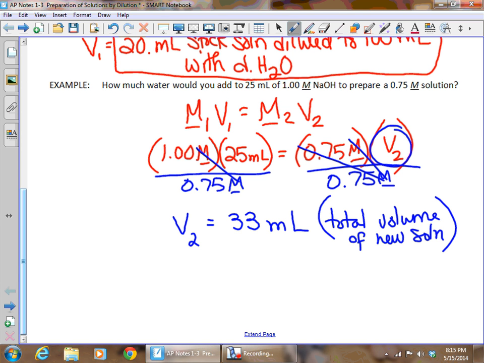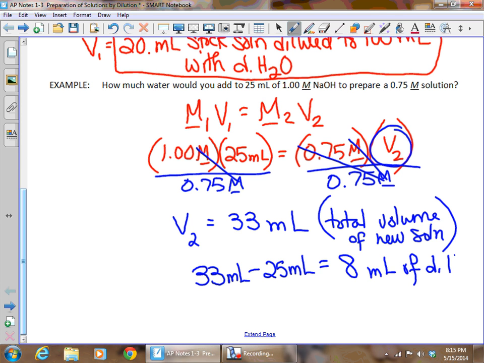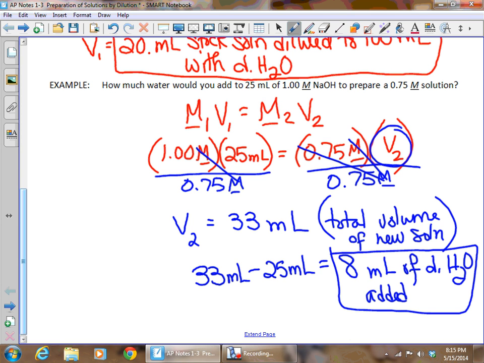So what we actually need to do is to take that 33 milliliters and subtract off the 25 milliliters to determine that we needed to add 8 milliliters of distilled water added. So be careful that you pay attention to exactly what it's asking you for.